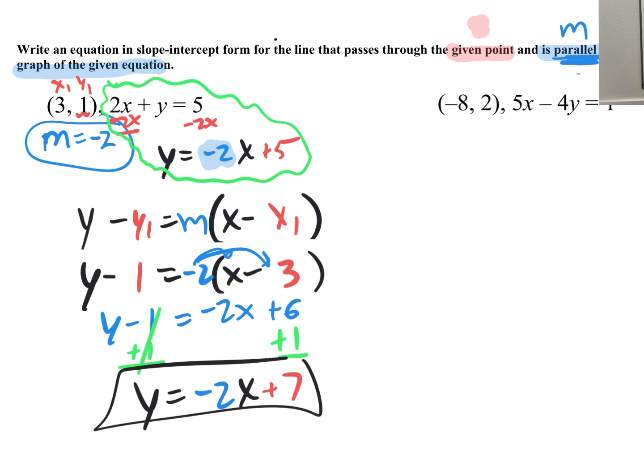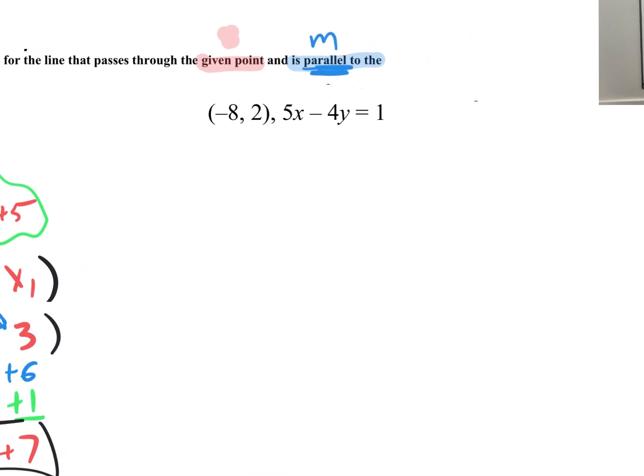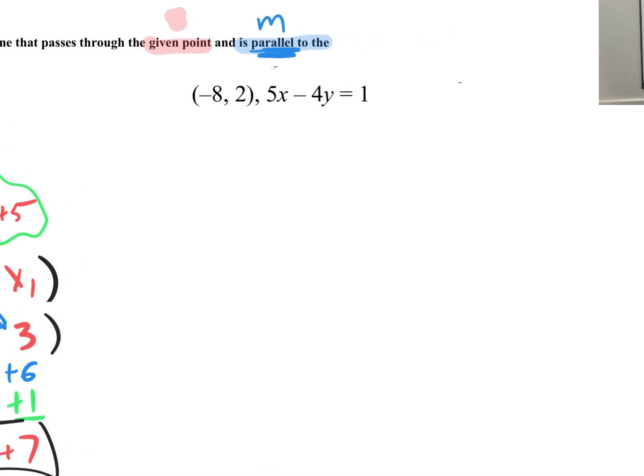We're done. If they would have said write it in standard form, all you've got to do is take this minus 2x and add 2x, and it would be in standard form. Okay? So we're doing the same thing as always. The same thing that we've been doing for weeks now, where I give you a point, I give you a slope, plug it into point-slope form. The only addition is that we're talking about parallel lines, and parallel tells you that it's the same exact slope as the equation that I give you. Perpendicular would be opposite reciprocal slopes.